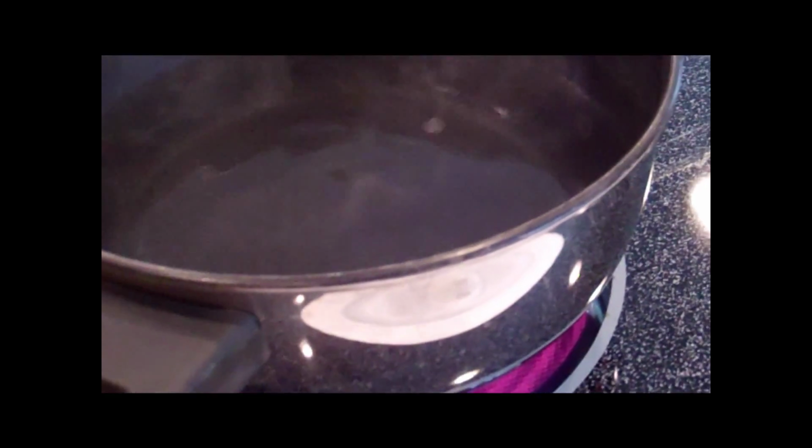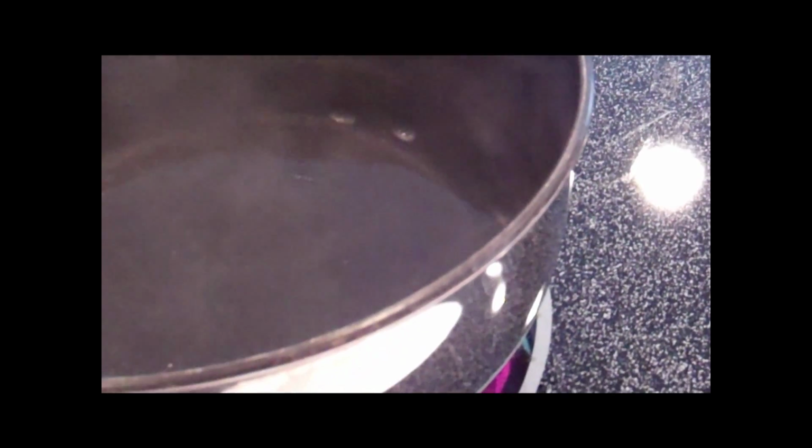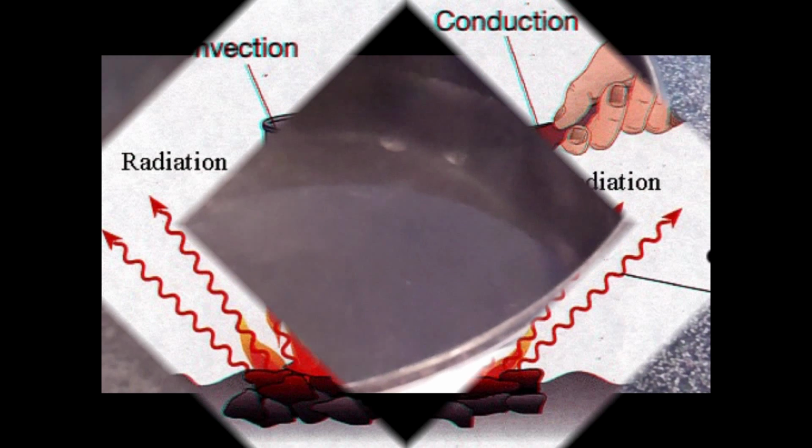Okay, so that red part is the heat, and then the radiation coming off of here is going to heat up the bowl, causing the water to boil, which causes convection. Which is how the heat moves around the water, and then therefore it causes radiation when the heat rises.